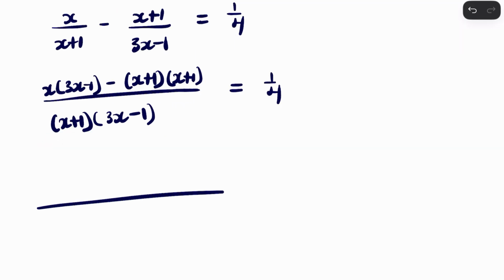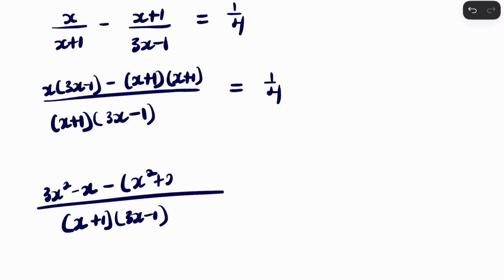So let's first write our denominator. That's x plus 1 times 3x minus 1. And so here, this will multiply this and this will multiply that. So we are going to have 3x squared minus x. And we have this multiplying this, so we are going to have minus x squared plus 2x plus 1, all is equal to 1 over 4.